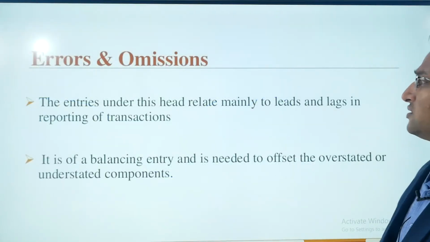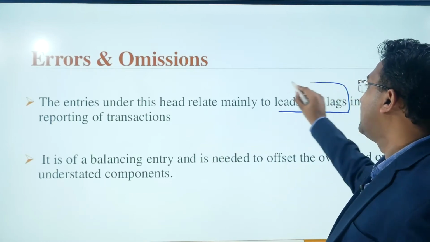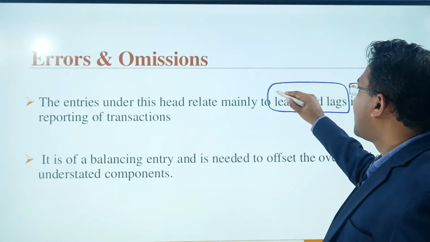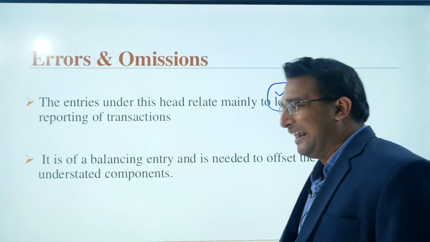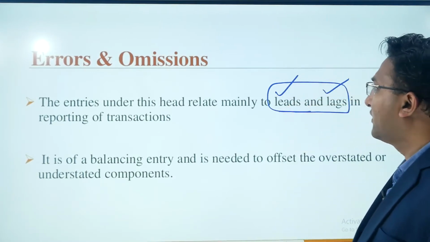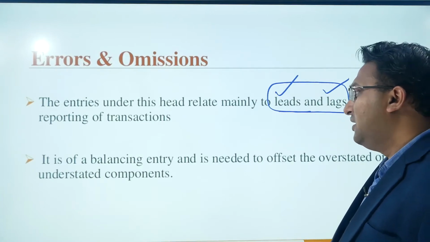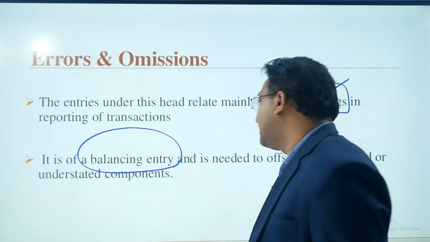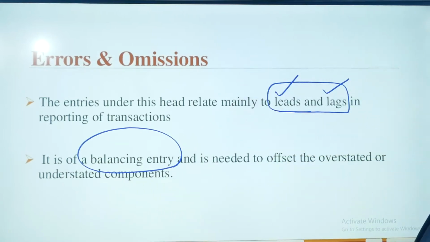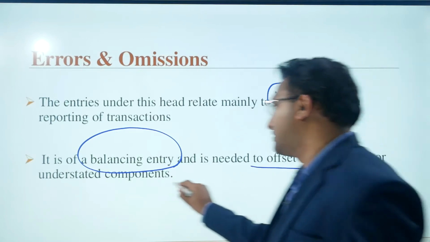Error and omissions, the entries under this head relate mainly to leads and lags in the reporting of transactions. So either the transaction will be reported earlier or it will be reported with a delay. In both the cases, this will become part of the error and omission. It is a balancing entry, and is needed to offset the overstated or understated components.